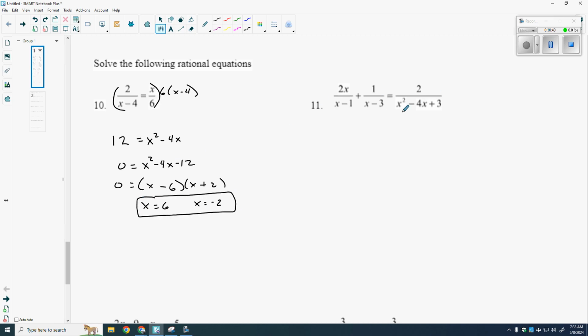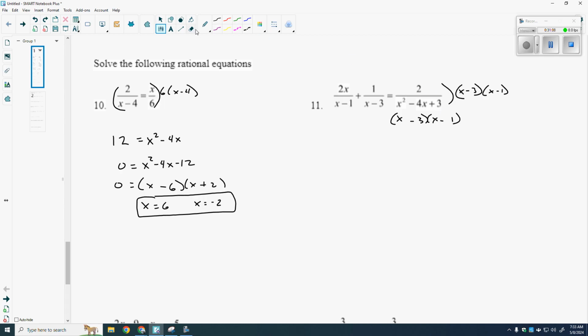Common denominator. Well, I can't totally tell. Let's factor this thing over here. So I get x and x. It'd be really nice if it was the same as these here. Is it 3 and 1? Yes, it is. 3 and 1. So I get x minus 3, x minus 1. So my common denominator has to have x minus 3 and x minus 1. So I'm multiplying everything by x minus 3 and x minus 1.